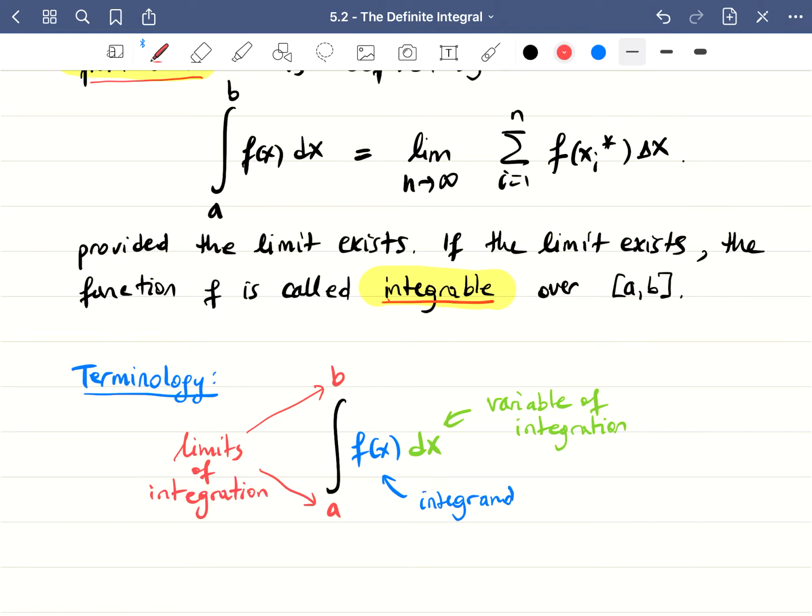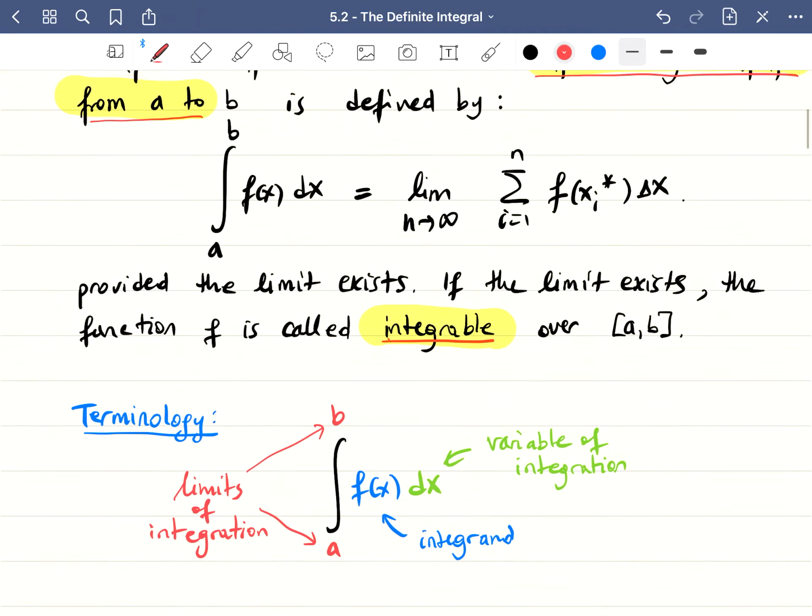And the big S is called the integral sign. All right, so let's do one example. We're going to evaluate a definite integral for a specific function using two methods: using this formal definition right here, this limit, and also using geometry.